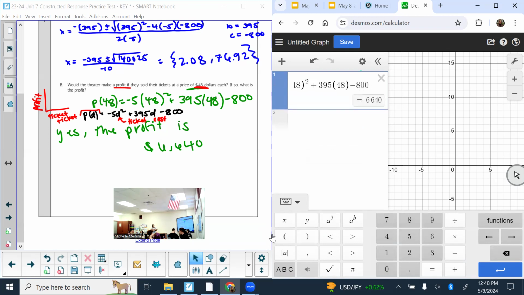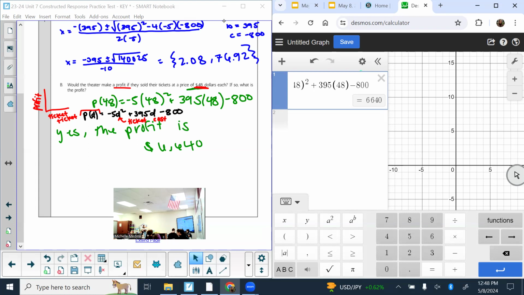gives me an answer that is not 0 and that is not negative. So when it asks me, would the theater make a profit? You would say yes. And the profit is $6,640 when the tickets cost $48. Does that make sense? That's just a function notation problem. Questions on that one? Questions on any others? Christina?